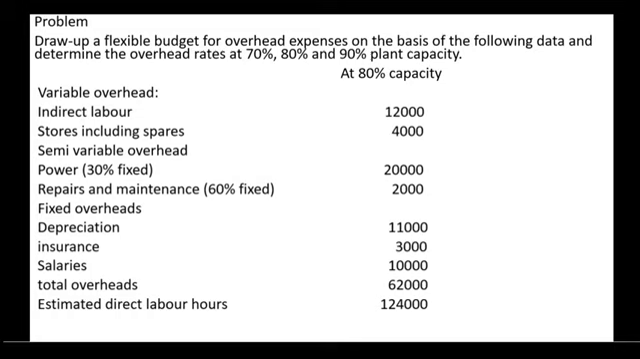So the total overheads are 62,000 and the estimated direct labor hours. Estimated direct labor hour, that is 1,24,000. So using this estimated direct labor hour, we find out direct labor rate. That is the direct labor hour rate.